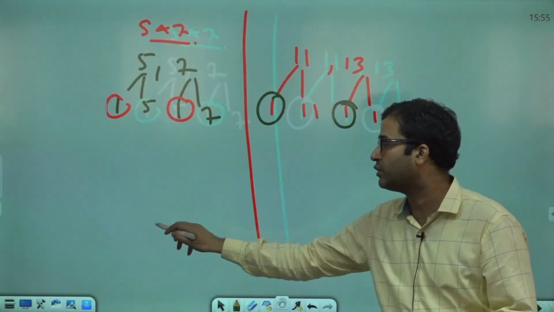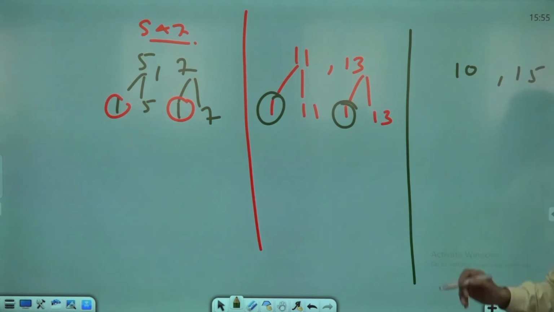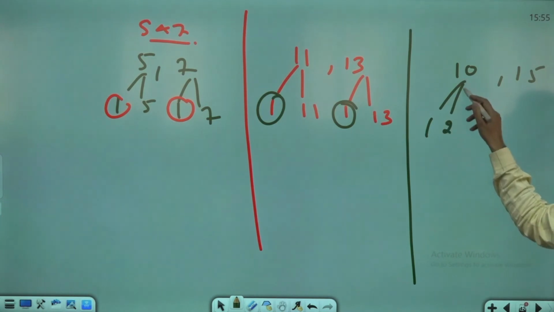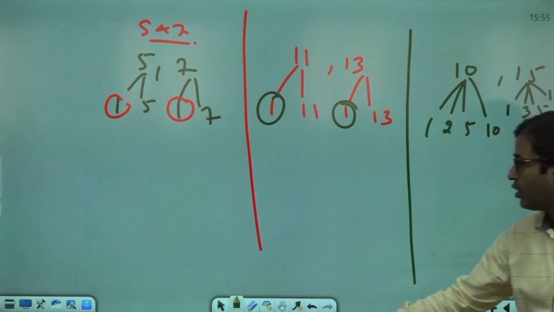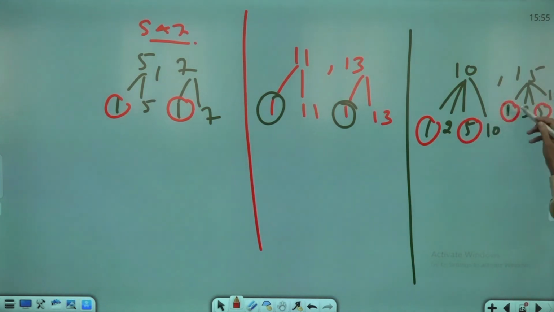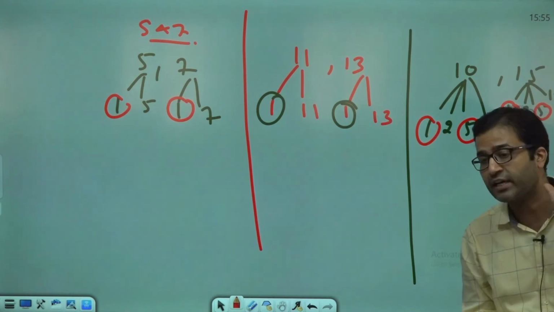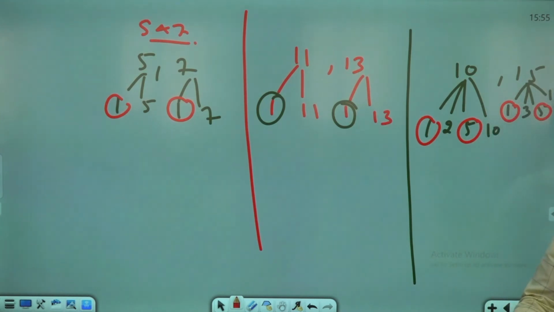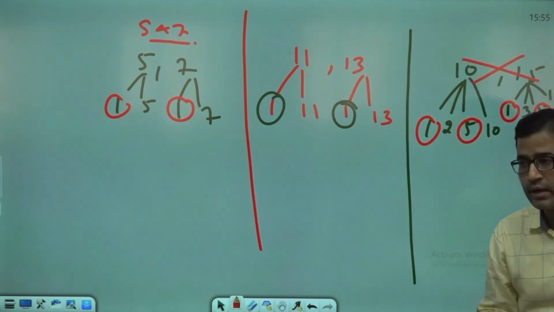I take one negative example, where these are not co-prime. Like 10 and 15. What are the factors of 10? 1, 2, 5, 10. What are the factors of 15? 1, 3, 5, 15. The common factors are 1 as well as 5. What is the definition? Only 1 as a common factor. Here we have 5 also common. That's why 10 and 15 are not co-prime to each other.